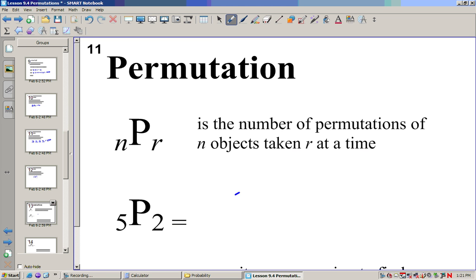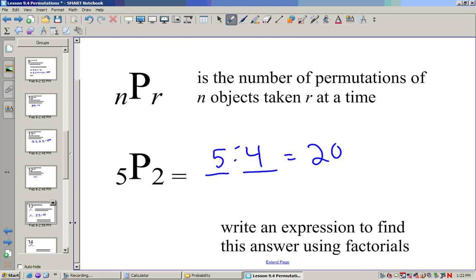Now, we can write them 5P2. That means we have 2 items, and we start with 5. So there would be 5 ways times 4, so that would be 20. Now we need to think about how we can write this using factorials. 5 factorial would be the numerator, and we want to divide by 3 times 2 times 1 to cancel out the rest of it. So that's 3 factorial.